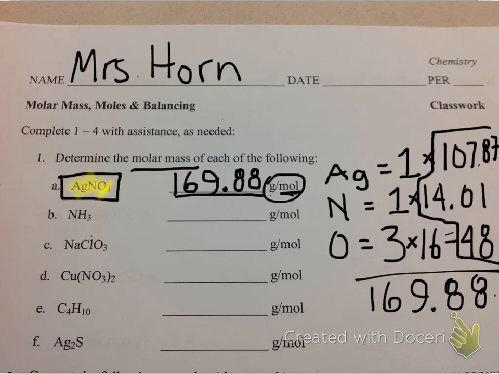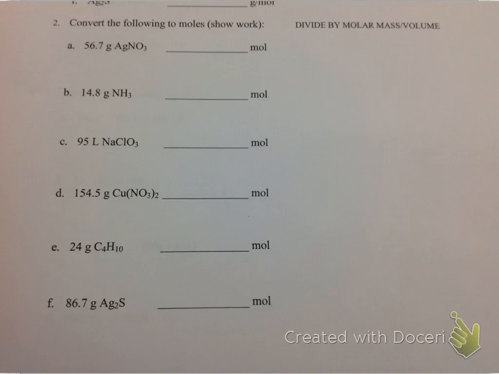So let's take a look at that. So 169.88. We're going to convert the following to moles. So this is a given in grams, and we want moles. And there is conveniently this little bit of info right over here. So you want to divide by the molar mass or the molar volume. In this case, I have 56.7 grams of silver nitrate. I'm going to divide that by the molar mass, which is 169.88.